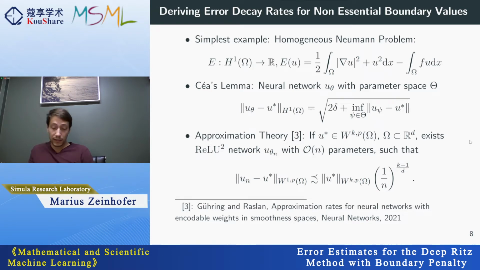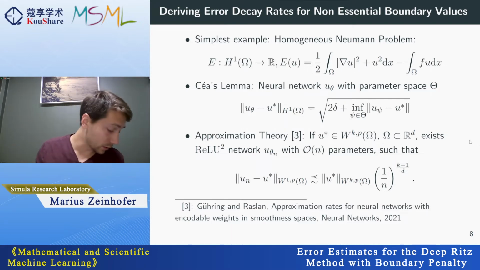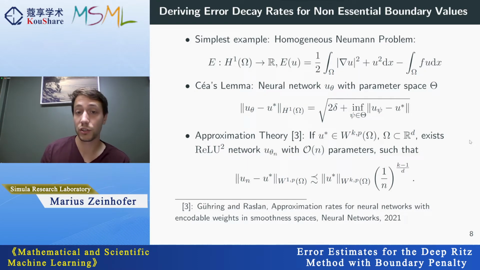What is missing again? We're doing it like in the finite element case. Now we need an approximation theorem. So maybe we will talk about an easy example. Let us consider a homogeneous Neumann problem. So the energy that was on the slides before, and if we're using our Céa lemma from before, then we get the following estimate.